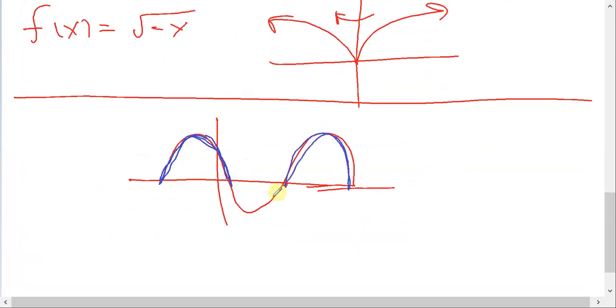The ones that are going to change are these. Because they're negative, the absolute value is going to turn them around and make them positive, so it's just going to flip that part up. So that blue graph would be the absolute value function.